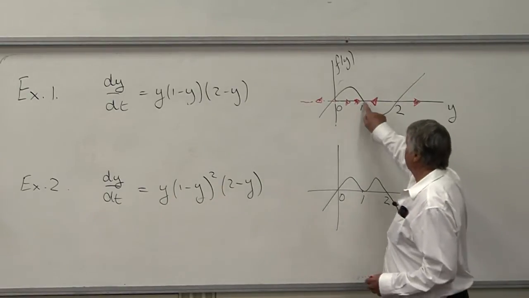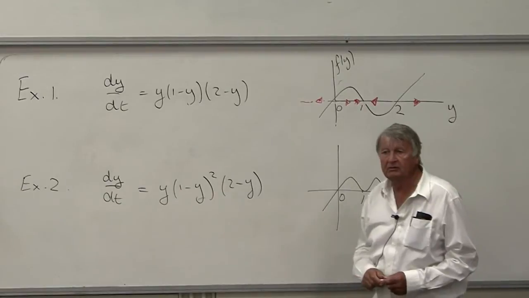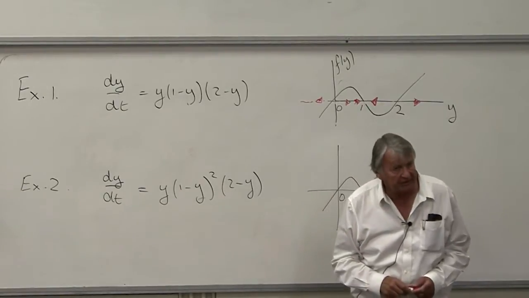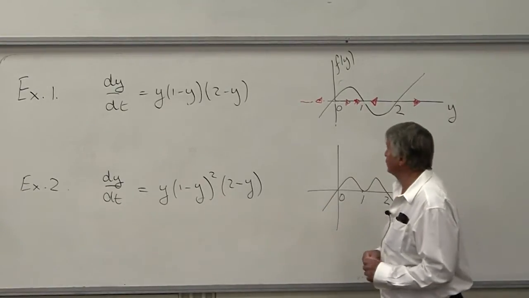How about 1? Stable? It's asymptotically stable. What is its basin of attraction?